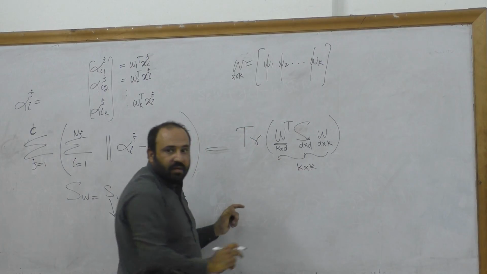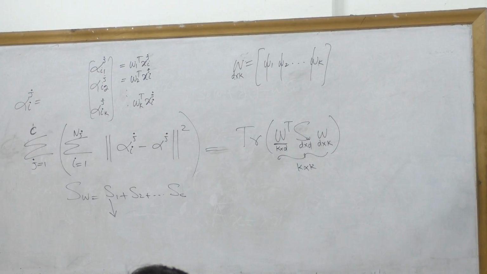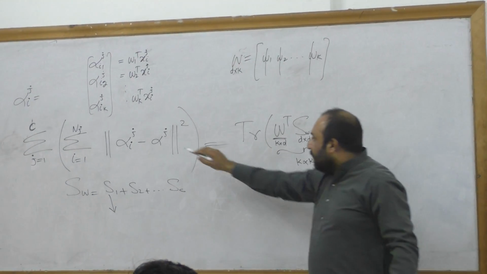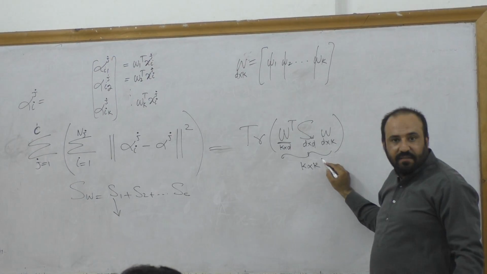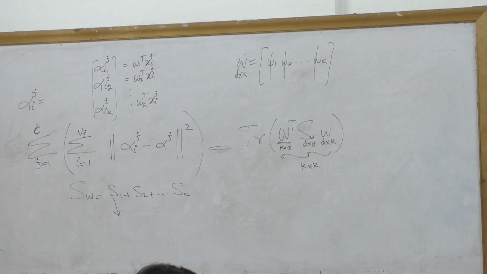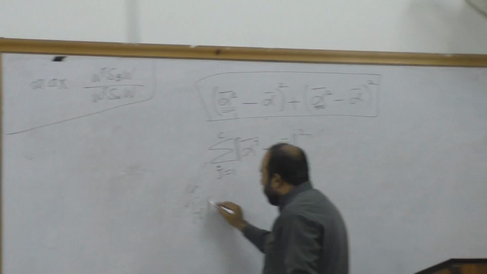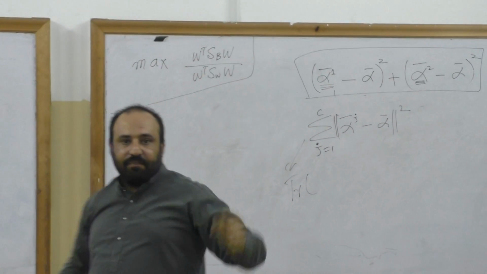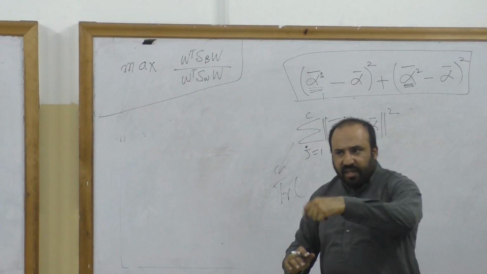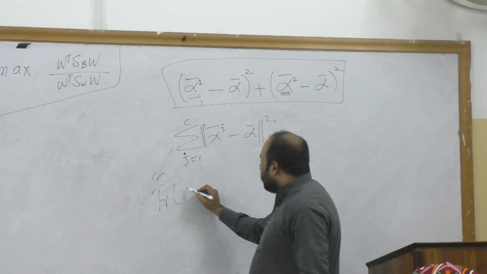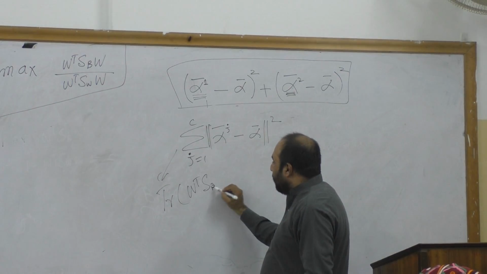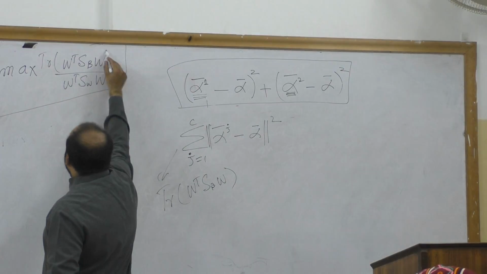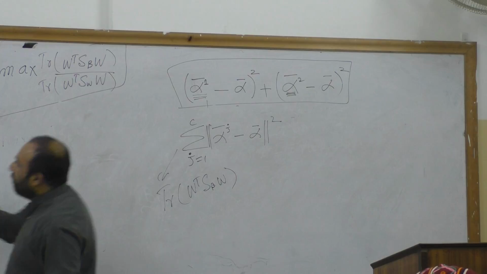This is no longer a number, so we cannot write a matrix over a matrix. However, the trace of a matrix is a number. And it just so happens that if you open this up, it becomes the trace of this. By the way, the trace of a matrix is just the sum of its diagonal entries, and that's a number. Similarly, the other becomes trace of W transpose SB W. And your goal is now to maximize this, where W is defined like that.